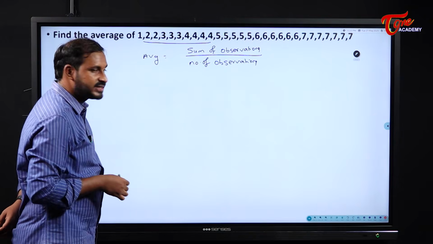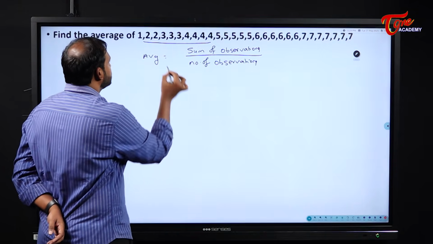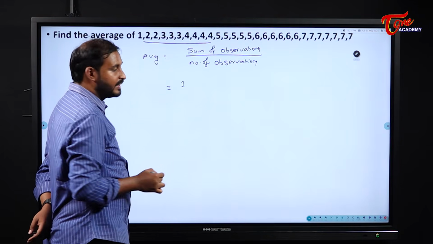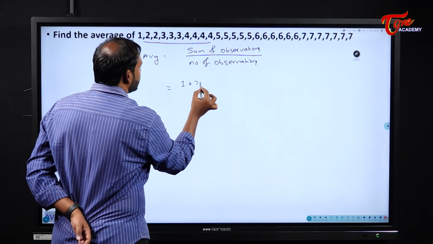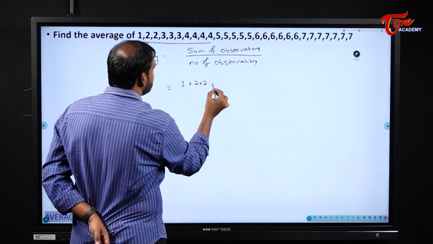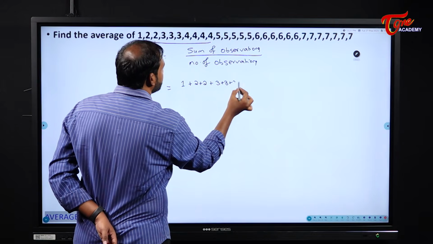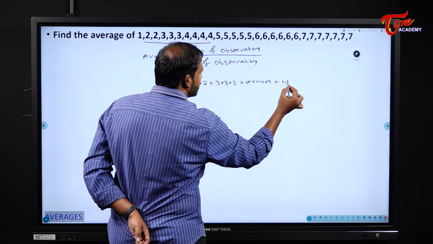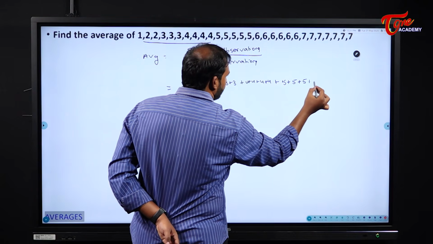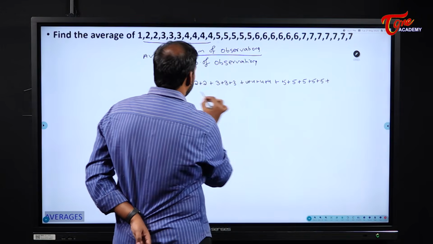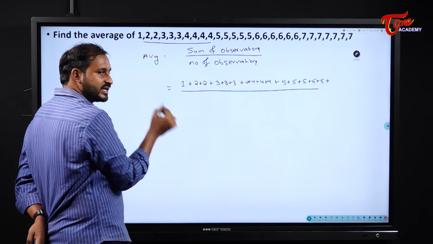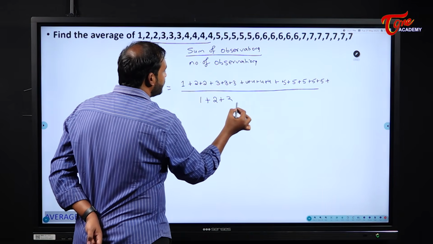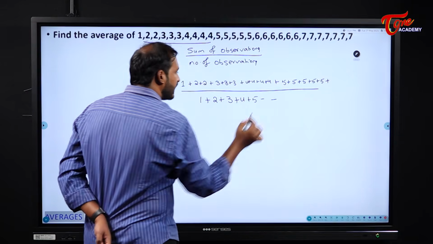Now, here how will you find the sum, students? Sum means 1, then 2 plus 2, then 3 plus 3 plus 3, then 4 plus 4 plus 4 plus 4. For your understanding I am writing, but later we will see the shortcut formula. There will be a formula for this, and so on. And number of observations means how many 1s do I have here? 1. How many 2s? 2. How many 3s? 3. How many 4s? 4, 5 and so on.